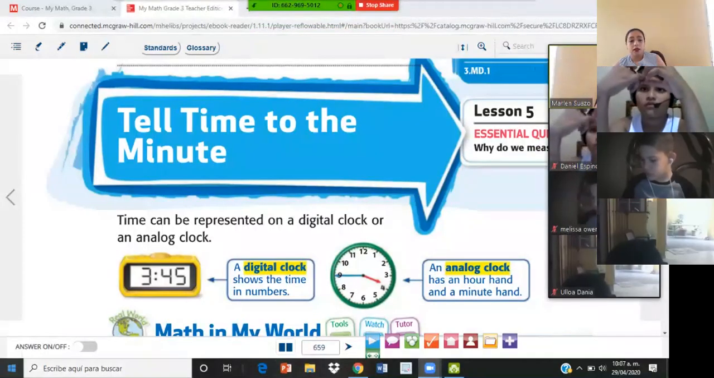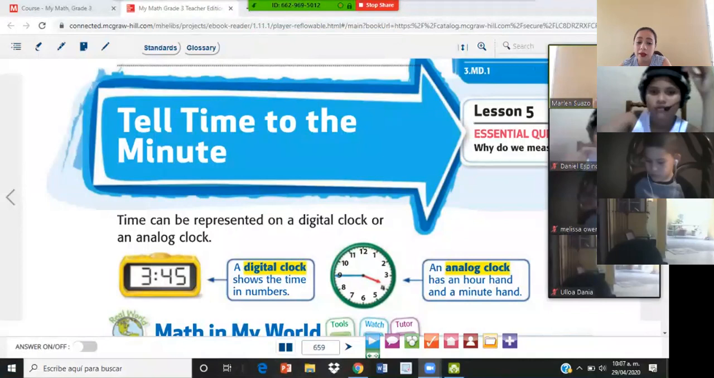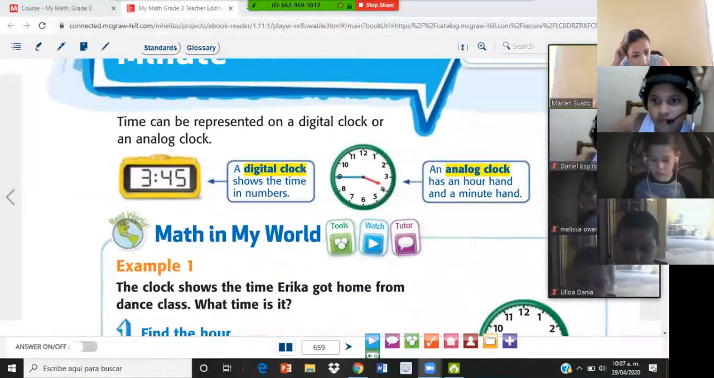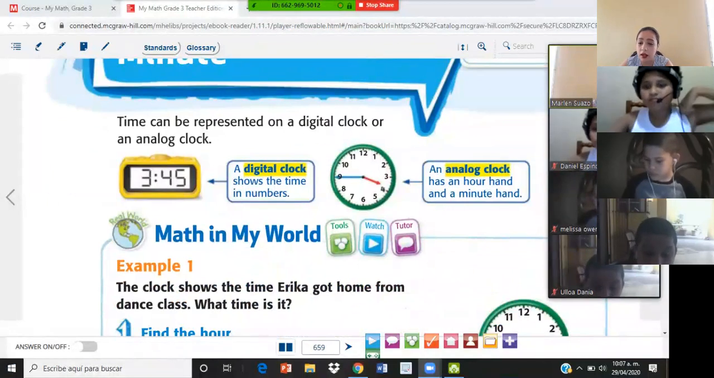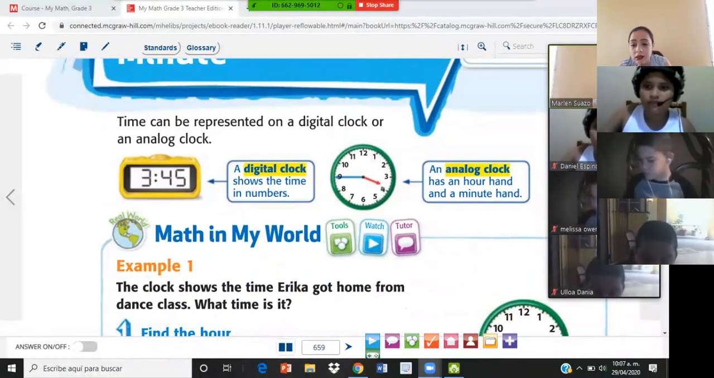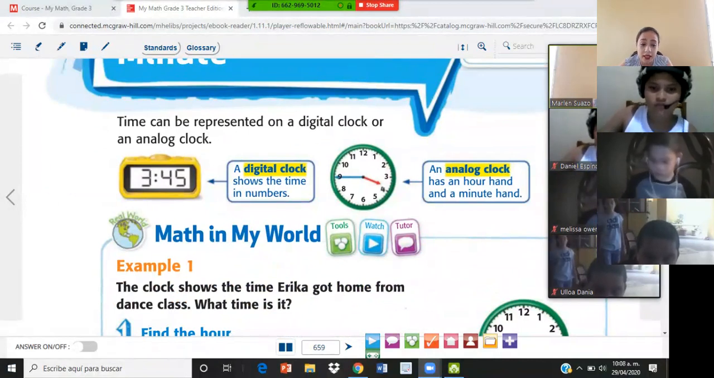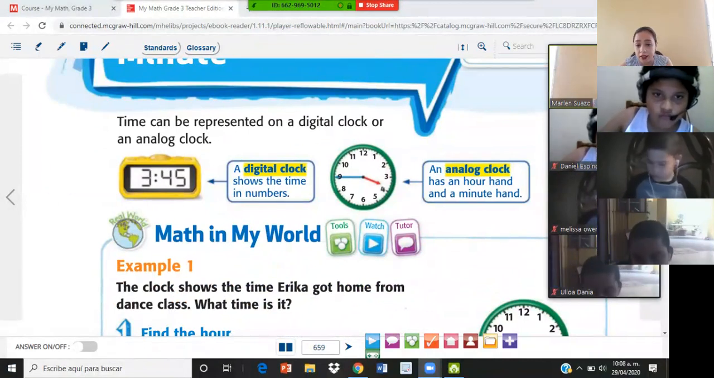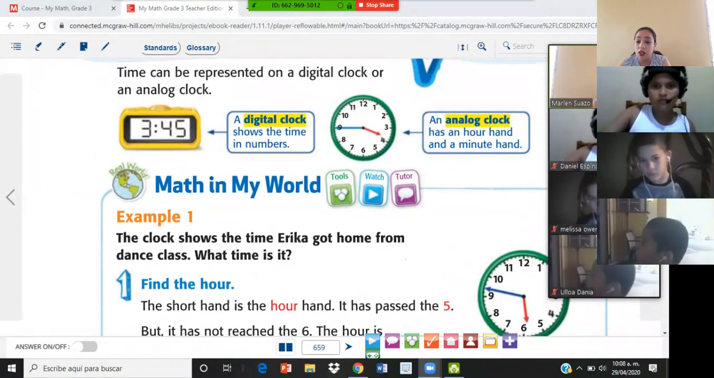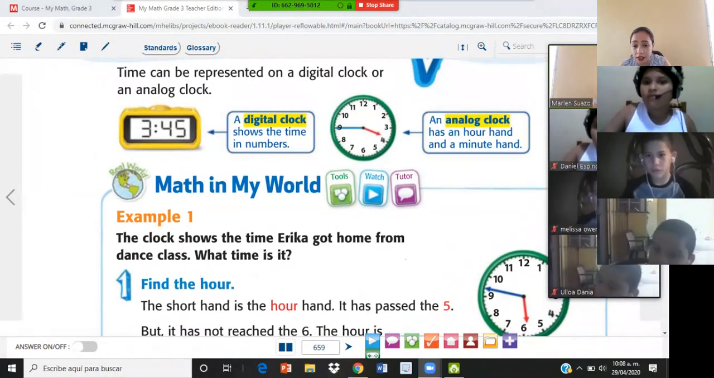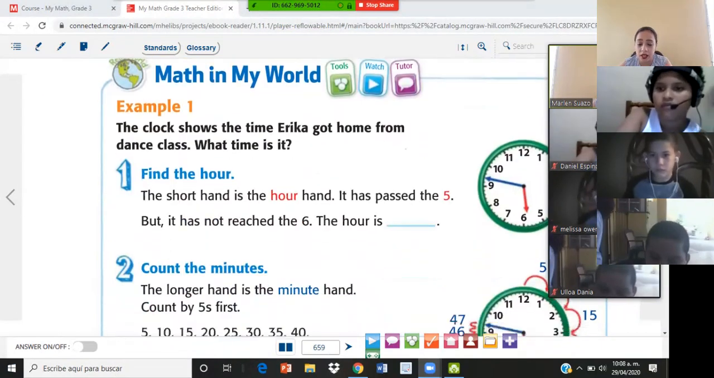Now, tell time to the minute. Remember that we learned in second grade how to tell the time. Time can be represented on a digital clock. We are on page 659. This is a digital clock and this is an analog clock. The digital clock shows the time in numbers, and the analog clock has a short hand and a long hand. The long hand tells the minutes and the short hand tells the hour. Remember that from second grade?